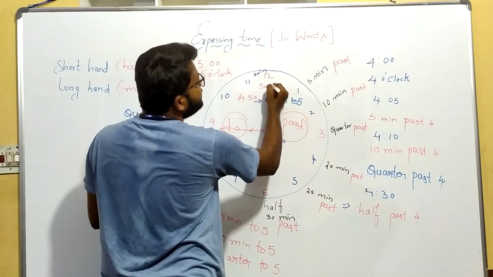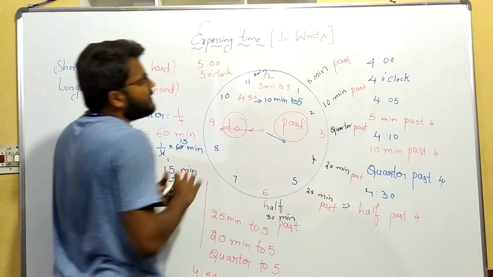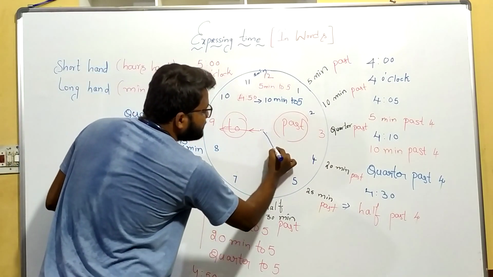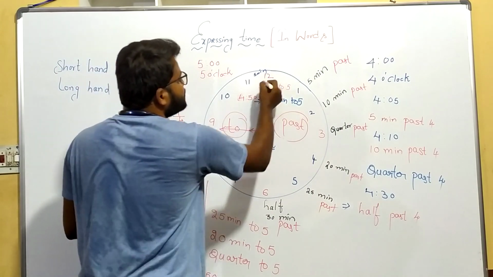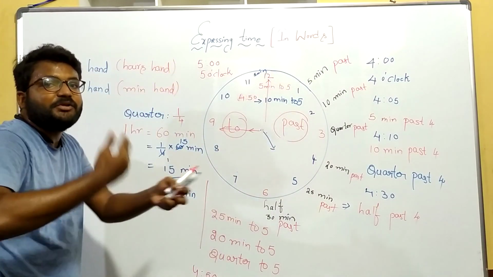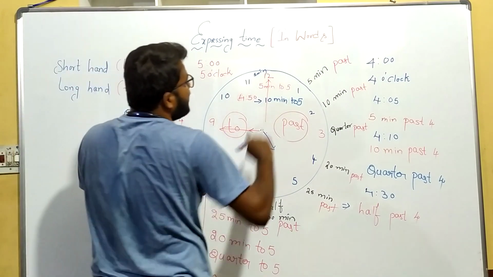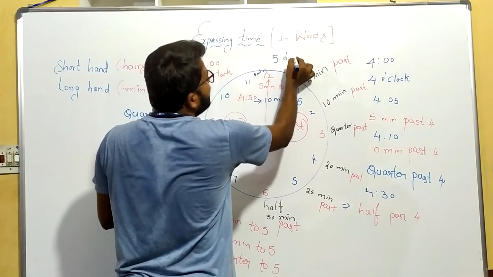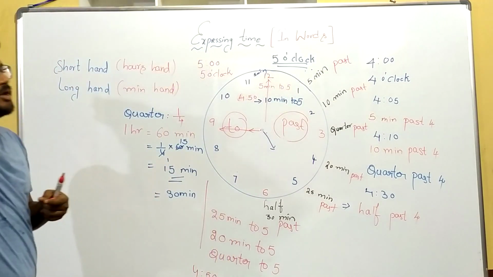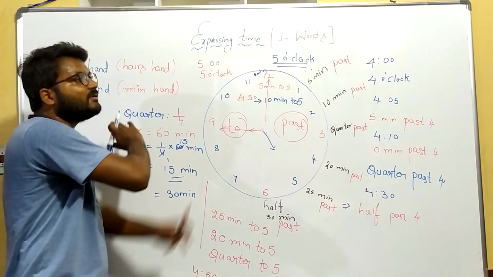In words, that is 5 minutes to 5. When the short hand shows 5 and the long hand shows 12, again what will it become? It will be a new hour. So what is the time then? 5 o'clock. Do you understand, children? This is the way you represent time in words.